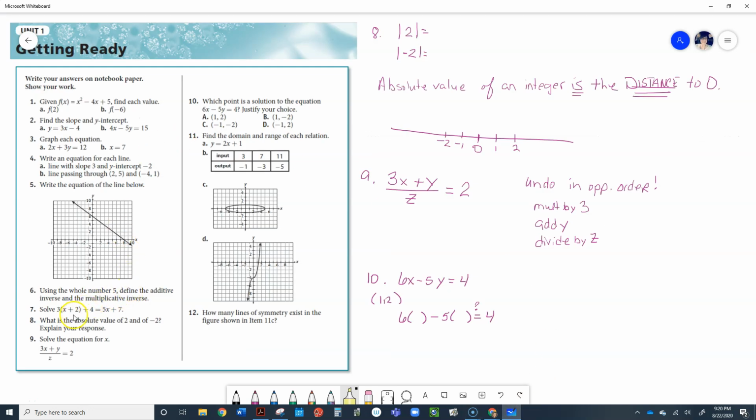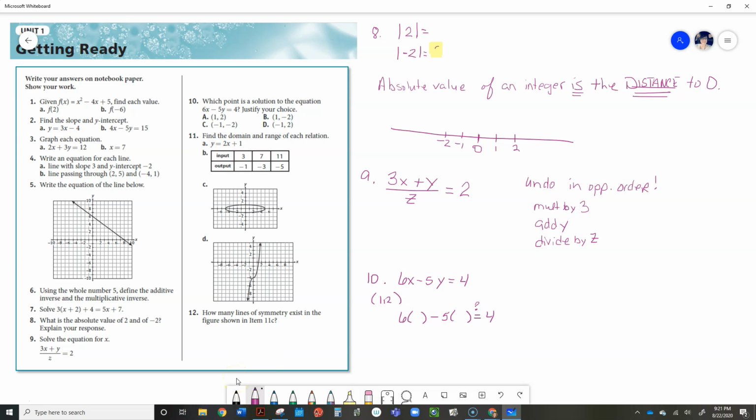Number 8. What is the absolute value of 2 and of -2? Explain your response. So this is what they're asking. Y'all probably recognize those symbols. A lot of students, what happened right here, they forget. They get this one right because the absolute value of -2 is 2.